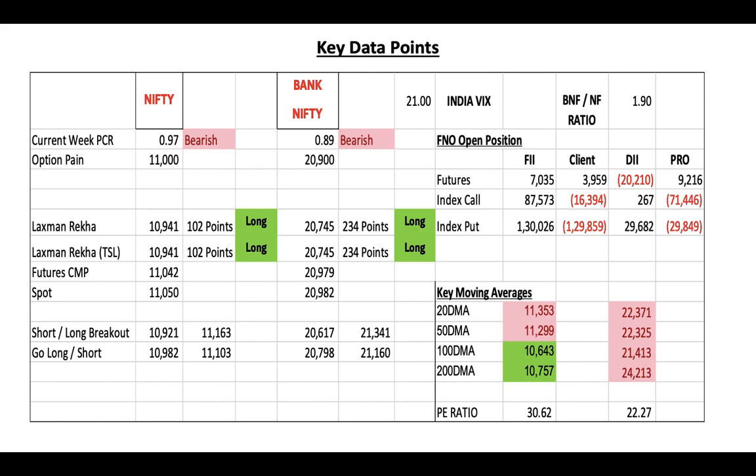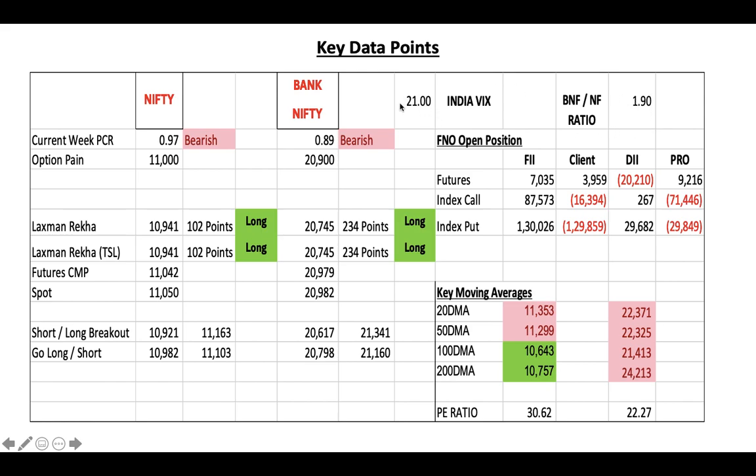Let us see the PCR. I mentioned yesterday that PCR was oversold. Now it has become normal. Nifty is almost at 0.97. Once it becomes plus 1, then it becomes bullish. As of now, it is in the borderline case. In case of Bank Nifty, the ratio is 1.9, so Bank Nifty is bullish. Buy Bank Nifty, sell Nifty. That's the pair strategy.